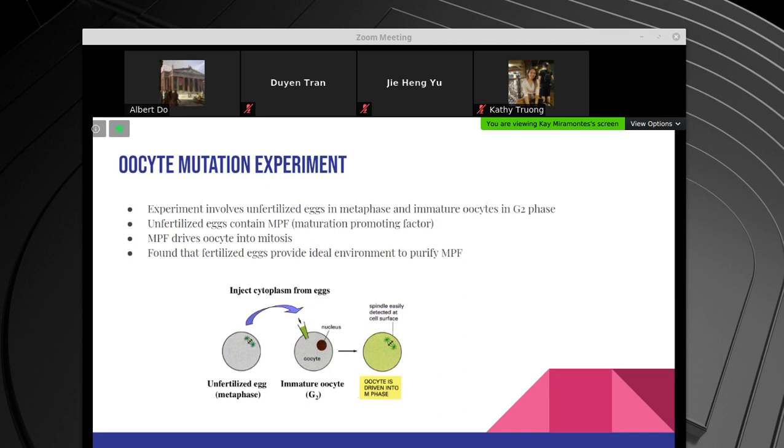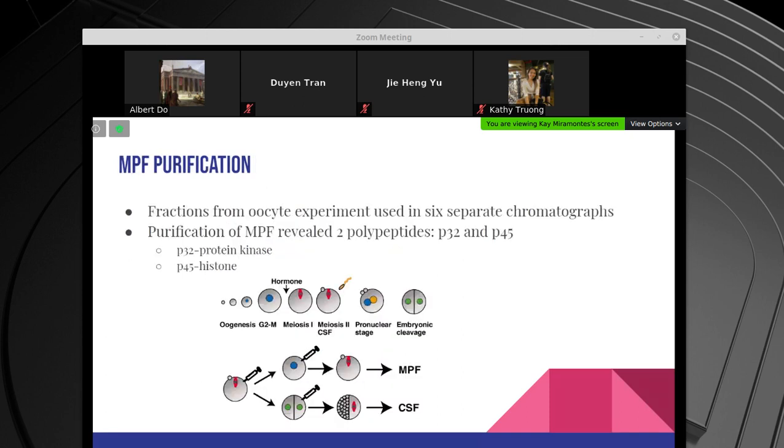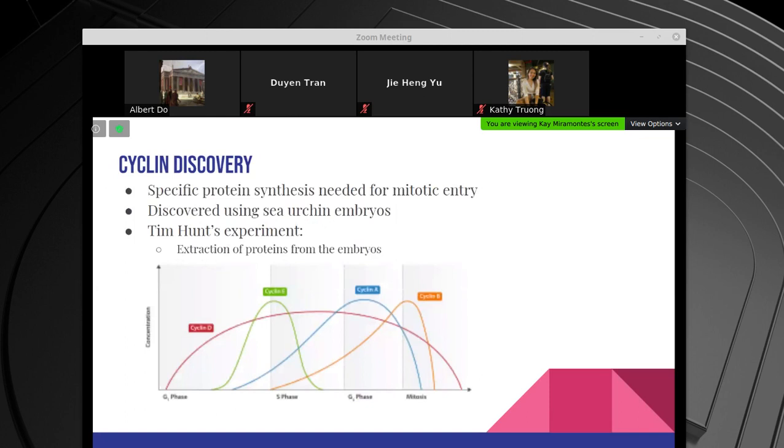Yeah, we have a question about the Tim Hunt cyclin discovery experiment from Group 5. We were wondering why particularly sea urchins were used for the experiment. I don't think there was a particular reason. I don't remember seeing a reason, to be quite honest. But it could just be that they're easy to breed, or the embryos were easy to use, I guess. Okay, thank you.